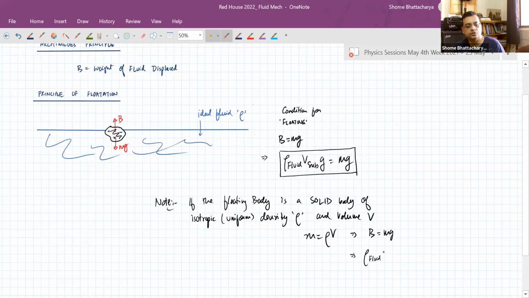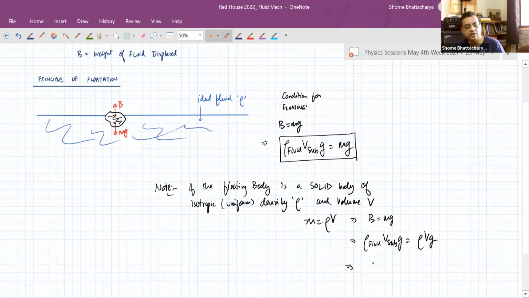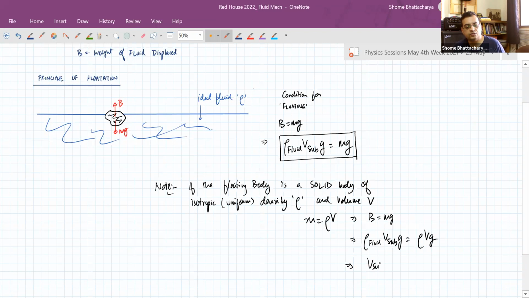that the density of the fluid into the submerged volume into g is density of the solid material into total volume into g. So we get this other relation that the fraction of the volume submerged is equal to the relative density of the material with respect to the fluid. But remember, this will only be valid when we can write the mass as density into volume. So for that, it has to be a solid body of uniform density.